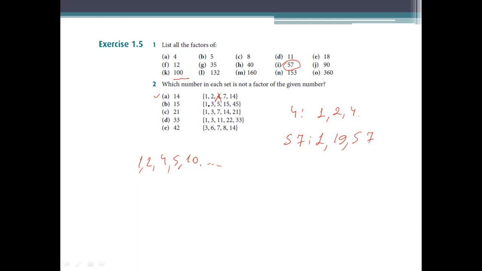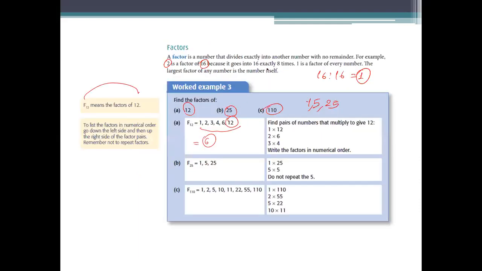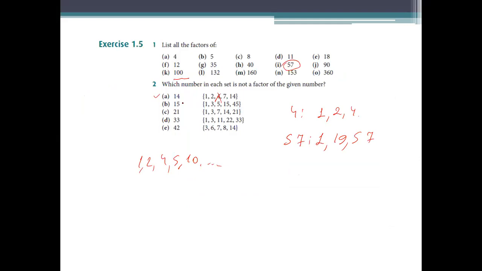The factors of 15 are 1, 3, 5, 15, and 45. Not this one either, because what was the rule? Let's check it. The rule was that the largest factor of any number is the number itself. And here the largest factor is 15. That's why 45 is not a factor of 15. Also 1, 3, 7, 14 is not.